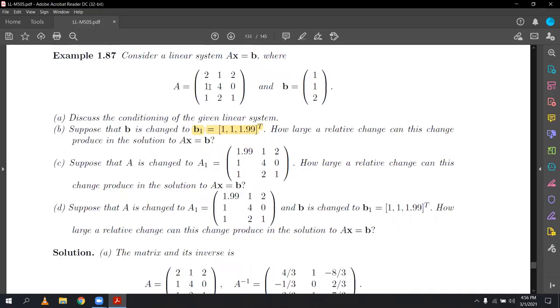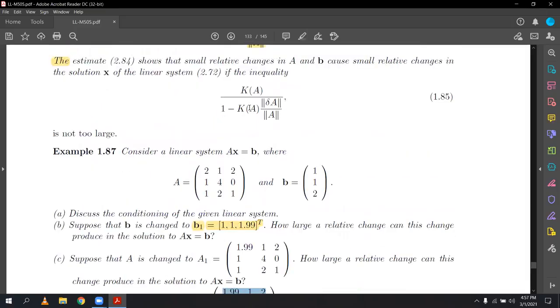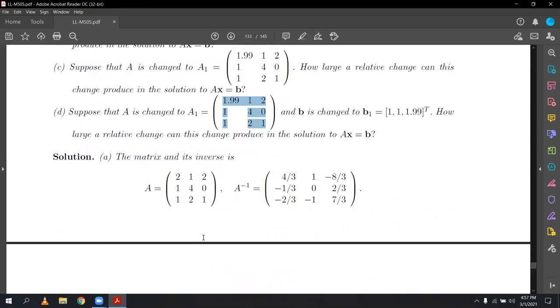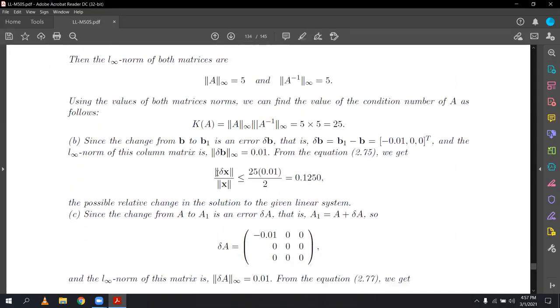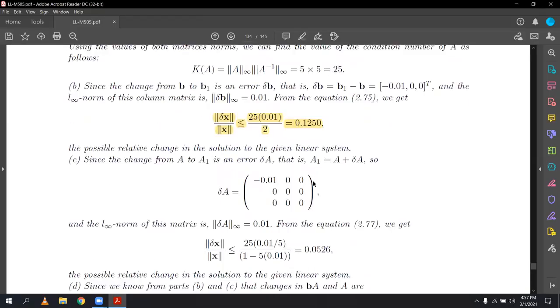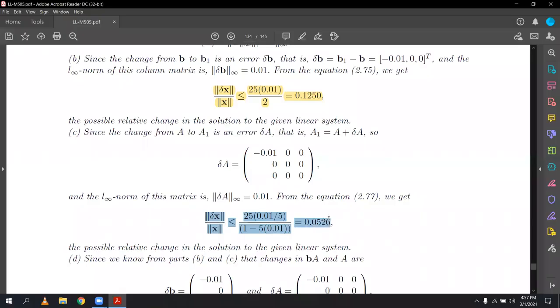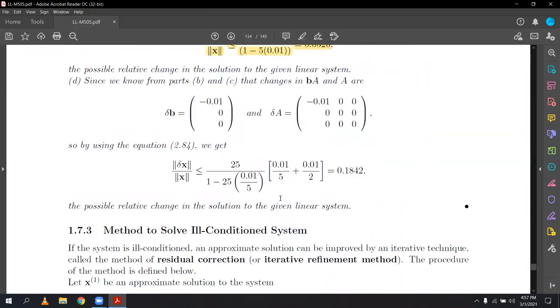The change in A: this is your A, and the change in A is this one, so only this part is changed to 1.99. The third part is where there is a change in A and a change in B. What is the relative change? Those are the 3 formulas you have to use here, and you can calculate the value easily. This is the change in B, this is the change in A, and this is the last one, the change in both A and B. This is what we have to do here now.